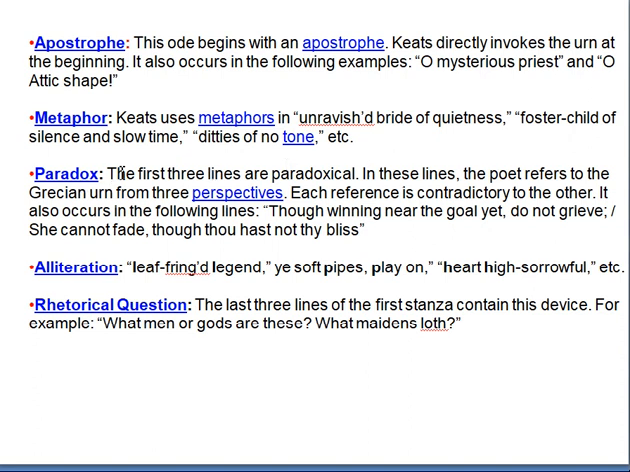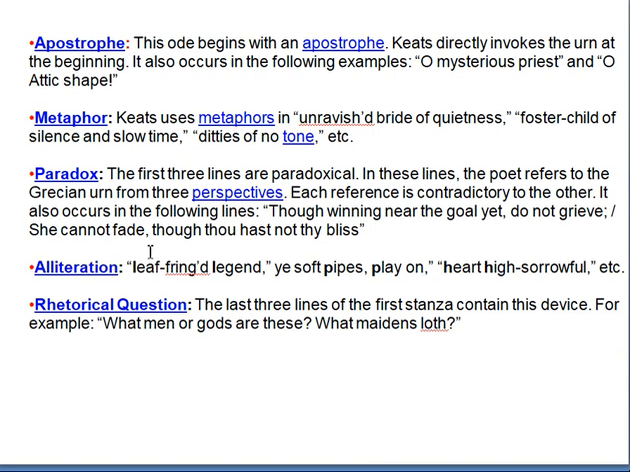Paradox is another poetic device we see here in this poem. The first three lines are paradoxical. Now, in these lines, the poet refers to the Grecian urn. From these perspectives, each reference is contradictory to the other. So we can also say juxtaposition. Now, it also occurs in the following lines: Thou winning near the goal, yet do not grieve, she cannot fade, thou hast not thy bliss.